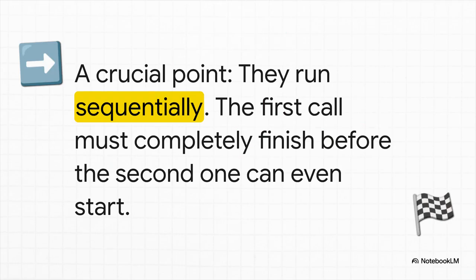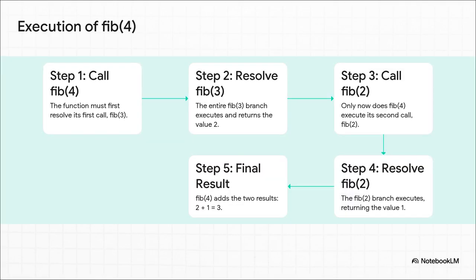This is the absolute key takeaway. Code runs line by line, one after another. The first call, f of n minus 1, has to go on its entire recursive adventure, do everything it needs to do, and return a final value before the program even looks at the second call, f of n minus 2. It's a one-track mind.